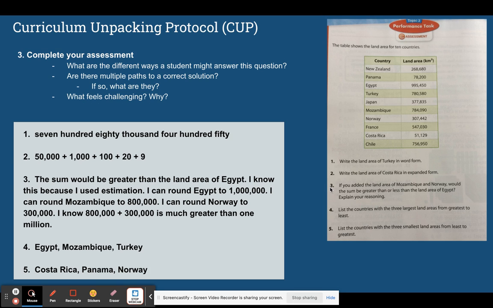I see that question 3 here has multiple paths to the correct solutions. Some students might choose to do the rounding the way that I did. Other students might round to different place values when they're doing their addition. And some students might even just add the two numbers as is and not do any of the rounding. All of that is okay because of the way that the question is phrased. Really, I just want to think about how can I help my students be accurate and efficient in their problem solving.